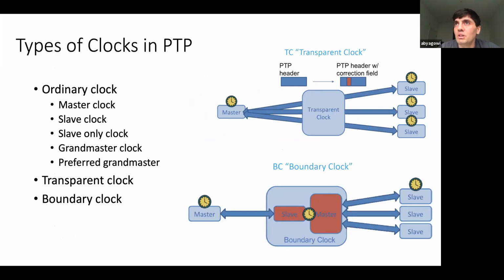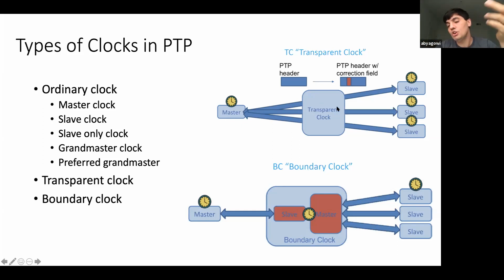There is a field in the sync and then delay request and delay response packets called correction. In the correction, we put the residence time that the packet had in that switch.